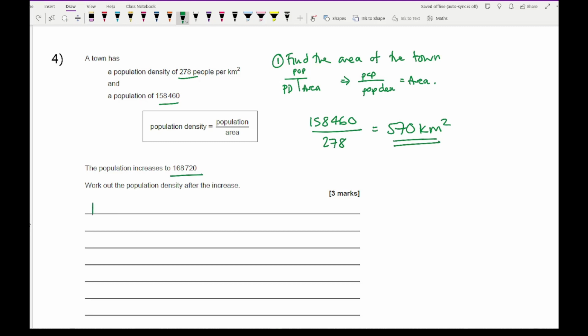Now the population increases to 168,720. So now the new population density is going to equal, and then I use this formula, so the population is 168,720. The land, you just assume is going to stay the same, so that's not going to change. So it's 570, and I type that all into my calculator, and I should get an answer of 296. And I've just got to write down the units, so it's people per square kilometre. There is my final answer.